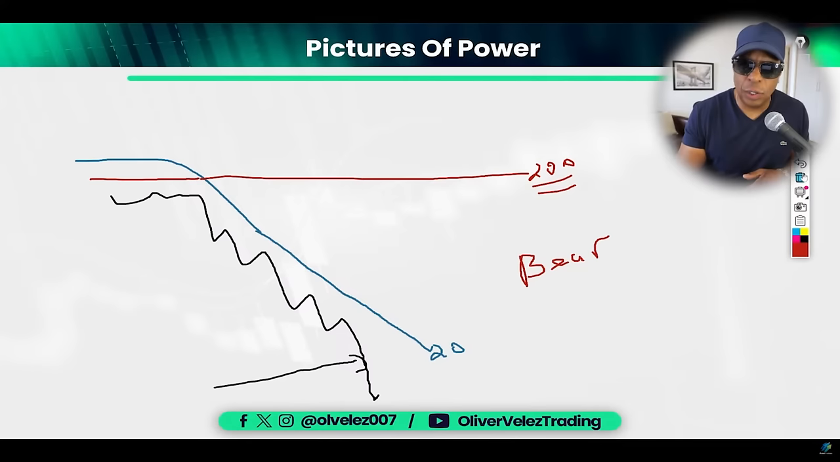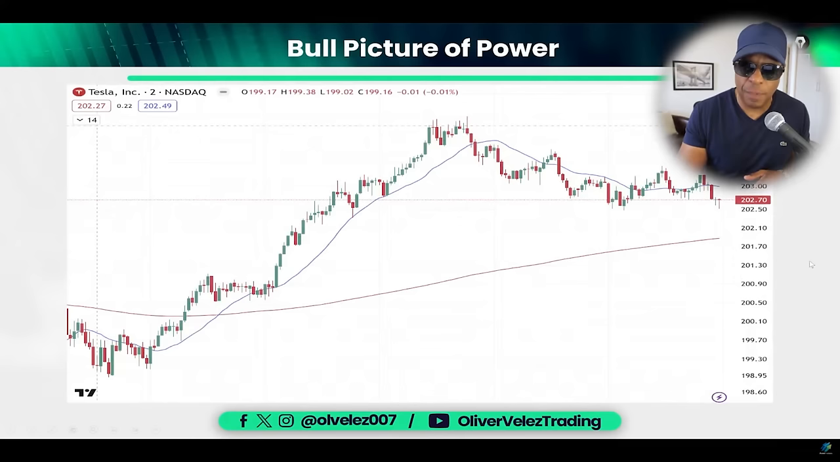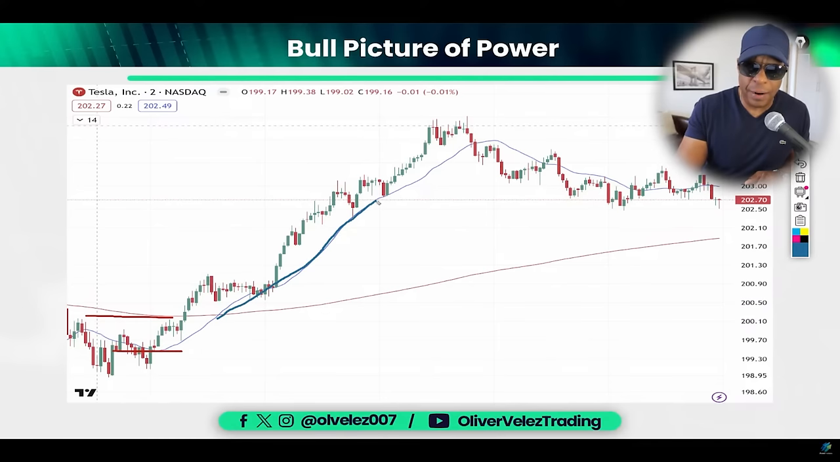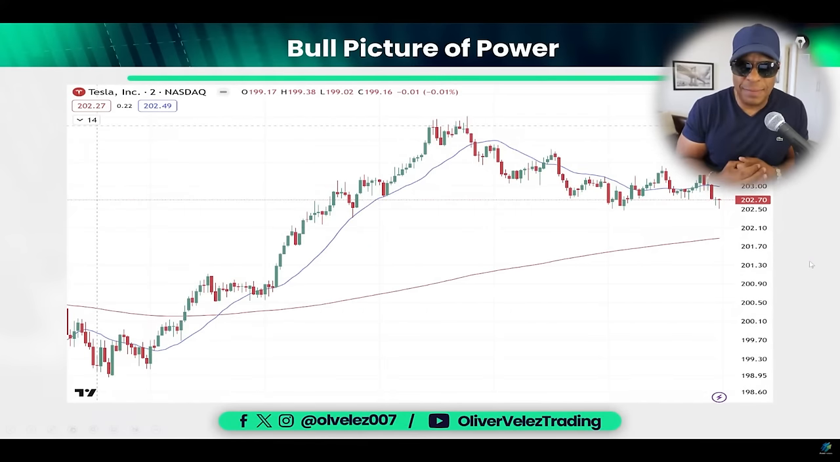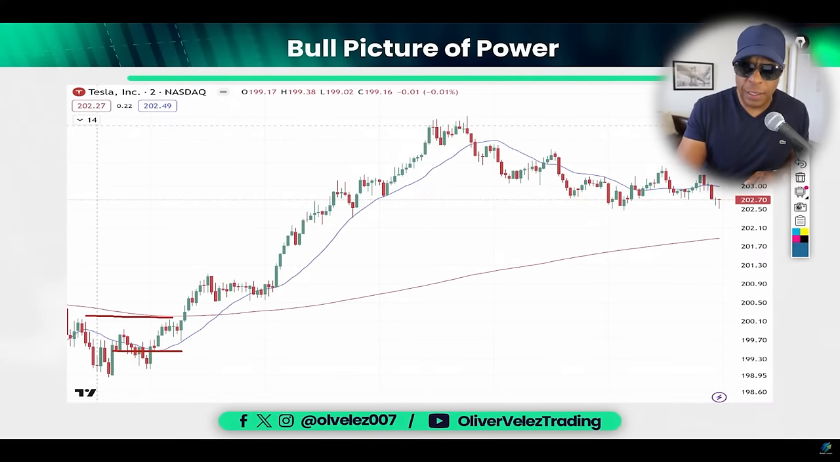All right, let's take a look at some examples of these pictures of power. Again, Tesla is demonstrating the bull picture of power, right? Look to the left. You kind of start flattish, and then your 20 starts to separate from the 200. That is your bull picture of power.